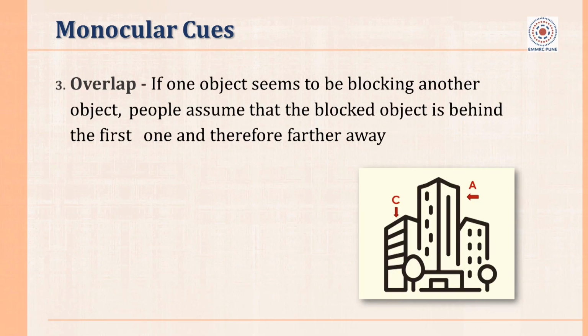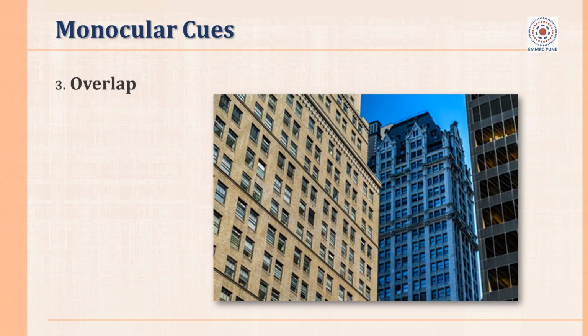The next monocular cue is called overlap. If one object seems to be blocking another object, people assume that the blocked object is behind the first one and therefore farther away. For example, you are finding the address of building C which seems to be blocked by building A. Then you understand that building C is farther away than building A. This cue is also known as interposition. Look at this picture.